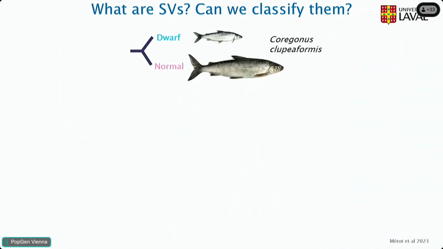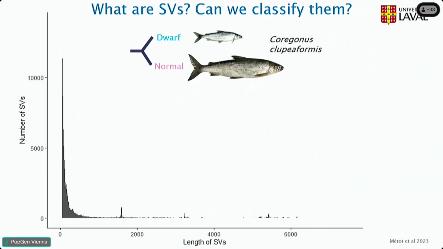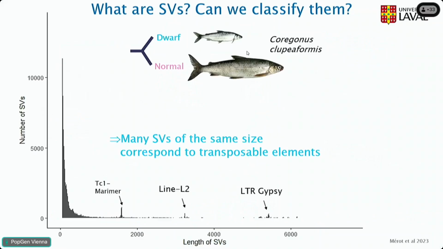To show you an example, this is work I've been doing on the whitefish. And here we have two species, the dwarf and the normal, and we've been detecting structural variants in these species. Here you see the number of structural variants as a function of length, and you can note already that you have a lot of SV of the same size, and when you look at the sequence, it corresponds to some transposable elements. So looking at the sequence is a way to say some of them are due to transposable elements or not.